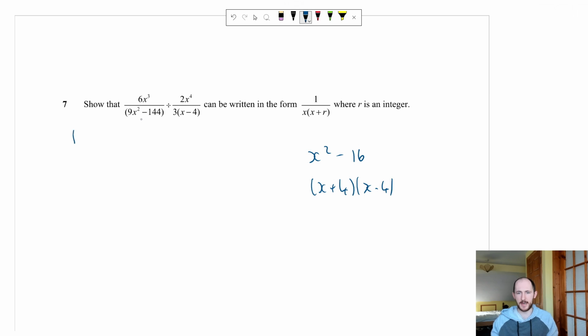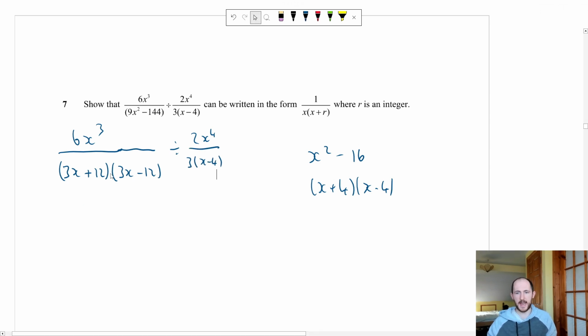So we have 6x cubed over, if I square root the first thing, square root of 9 is 3x. So I'm going to put that in the other bracket as well, 3x. Now if I square root 144, I get plus and minus 12. So I'm going to put a plus 12 in this one, minus 12 in this one. Okay? That's still divided by 2x to the power of 4 over 3x to the minus 4.